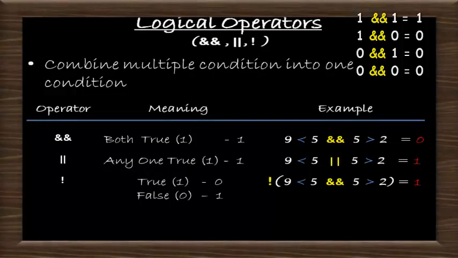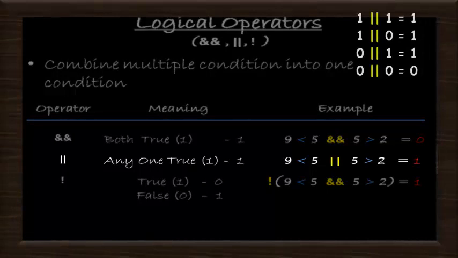Second case, the OR operator: if any one condition is true, the answer will be 1. Either both the conditions should be true, that is both should be 1, or any one condition should be 1. When that is the case, the resultant value will be 1. In the example, 9 less than 5 is 0, it is false, but the right side condition is 1. So the rule of the OR operator is if any one condition is 1, the resultant value will be 1. Hence the result for this OR operator is 1.